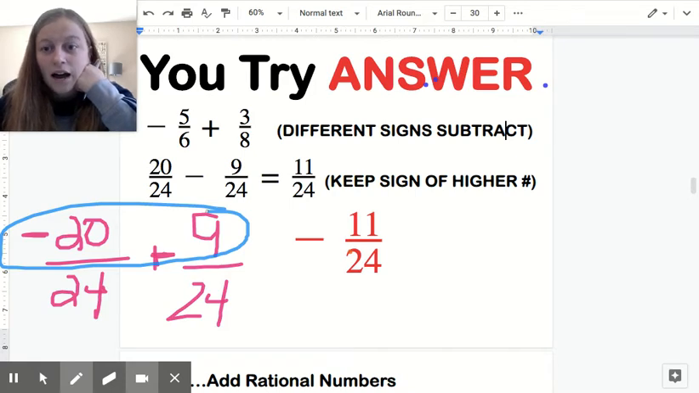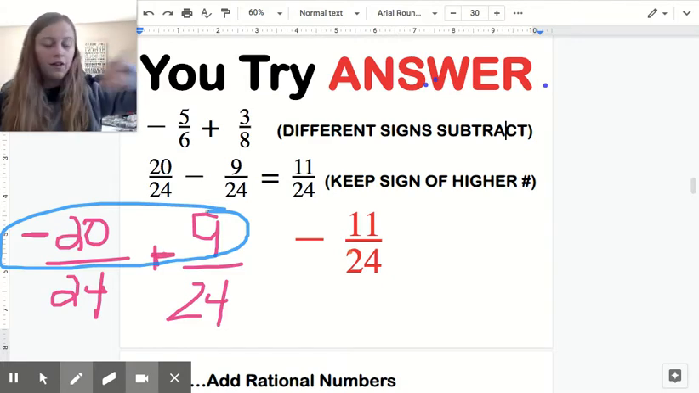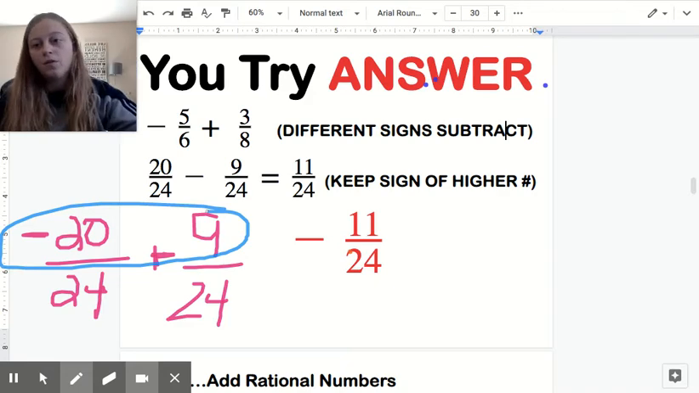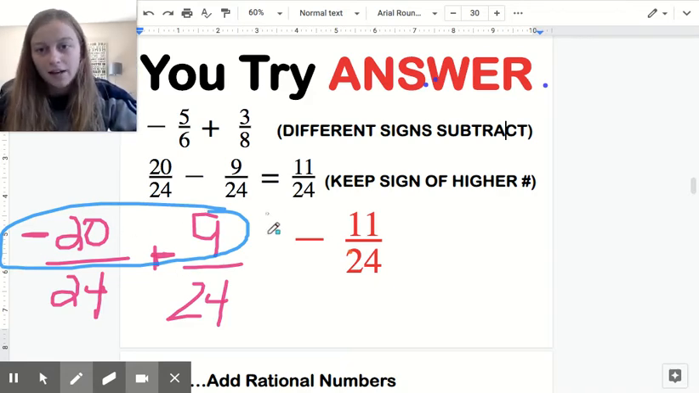Keep the sign of the higher number, and the higher number was 20 in this case, so negative 11/24. Again, I like to find those common denominators first and then just go across the top with it, kind of treating them like whole numbers. Negative 20 plus 9.